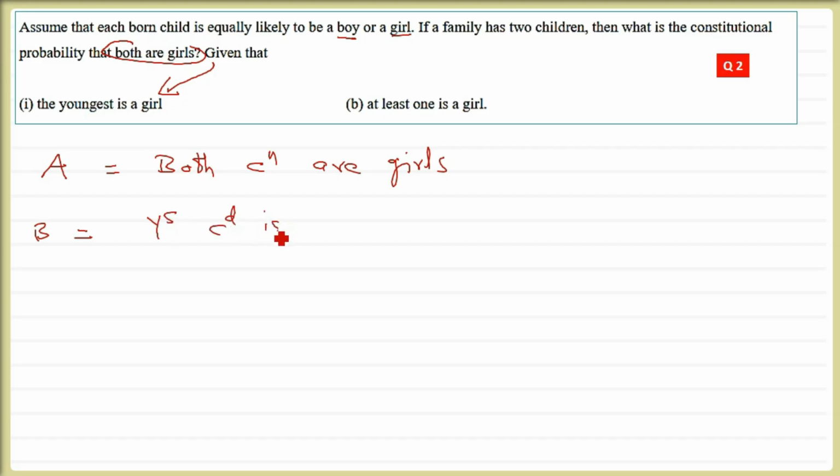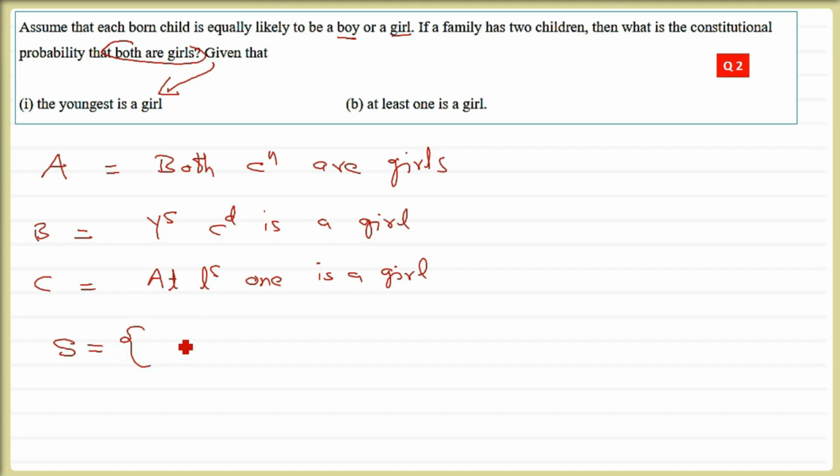Now what is B? The youngest kid is a girl. I'm writing in short. I'll show you how to write it in just a bit. C is at least one is a girl. This is our third event, again written in shorthand.